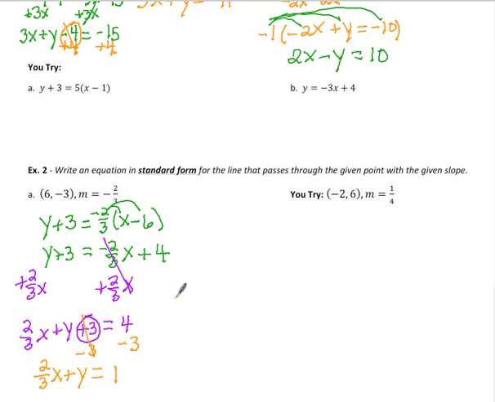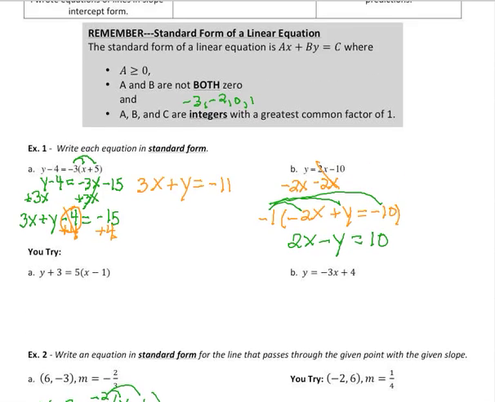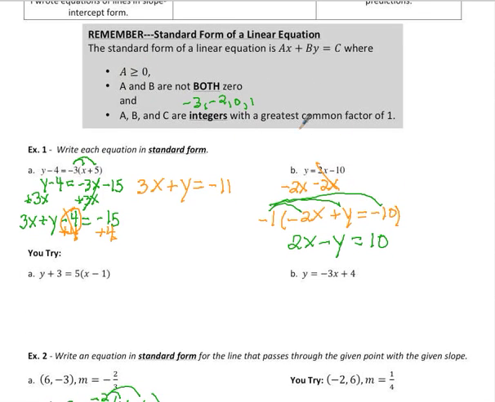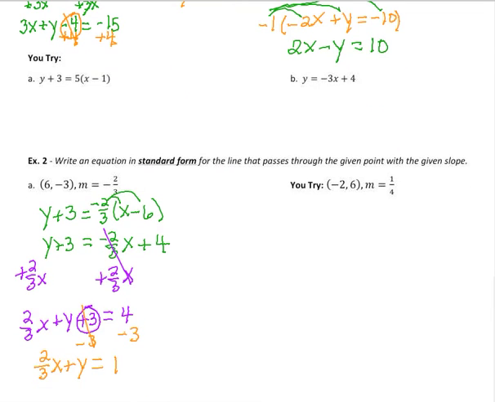But are we done? Remember, going back to my rules, the very first dot says a has to be greater than or equal to 0. Well, it's 2/3 that is. Then the second one says a and b are not both zeros. Well, they're not both zeros because we have an a and a b. And then it says a, b, and c are integers. So 2/3 is not an integer. So I need to make it into an integer.